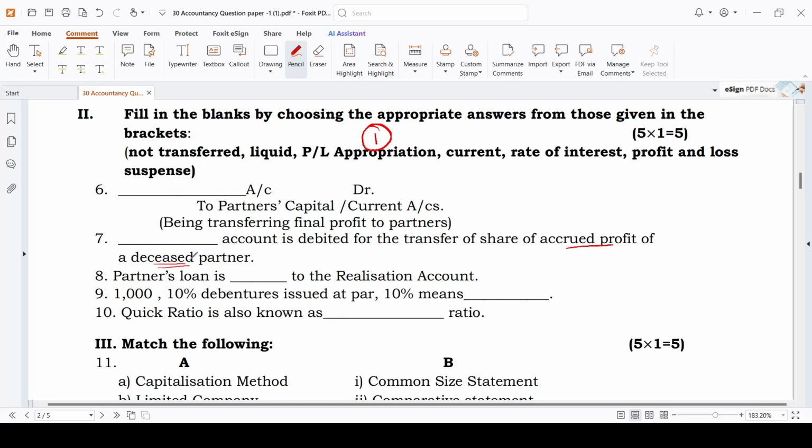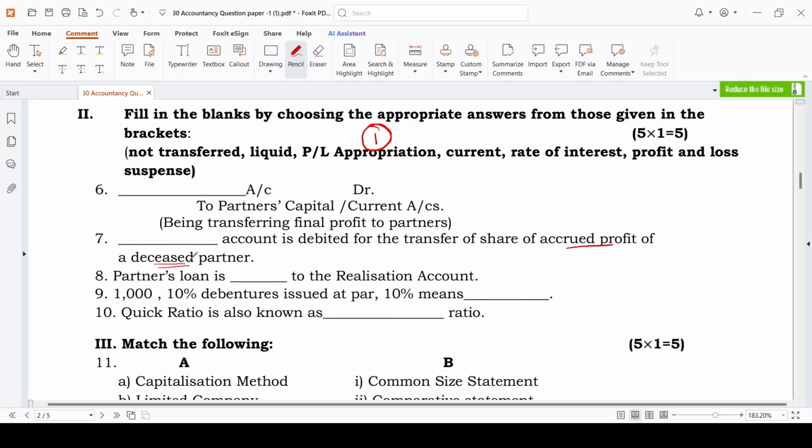Dash account is debited for the transfer of share of accrued profit to the deceased partner. Who is called a deceased partner? The partner who has died. It is death of a partner. What do you mean by accrued profit? The profit which is earned from the date of opening balance sheet until the death of a partner. So in that particular period, whatever the profit you have earned, that is called accrued profit.